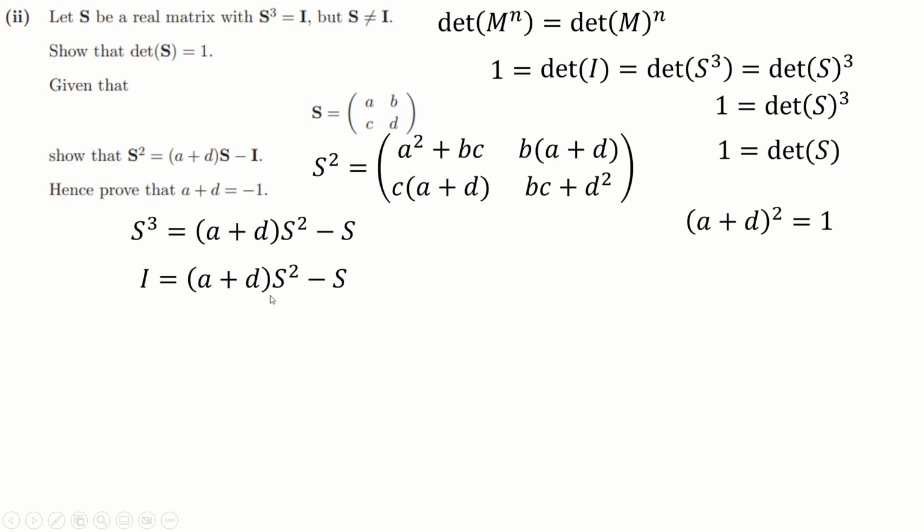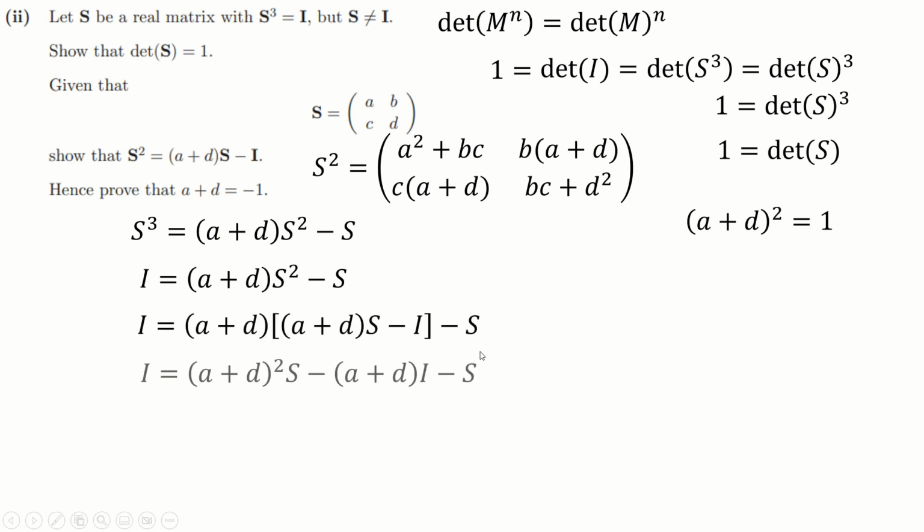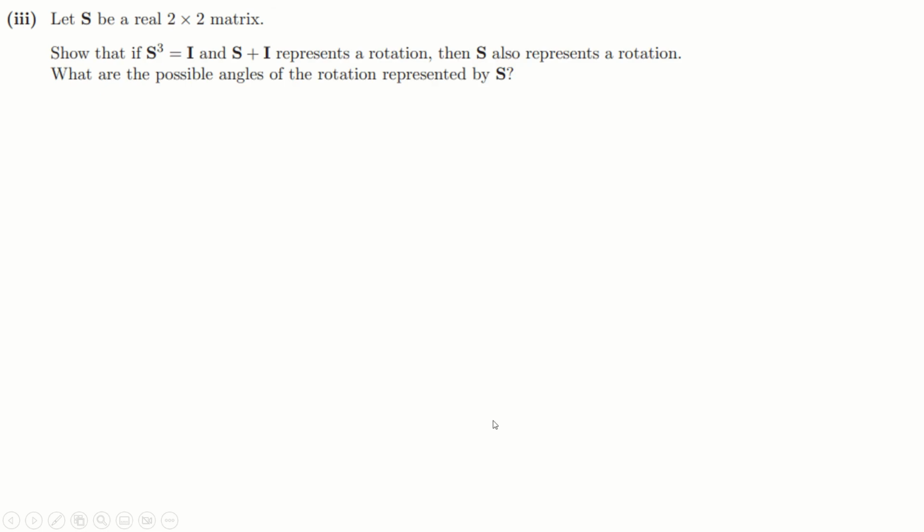But from here, what we can do is we can say, okay, well, s squared is this. So let's resubstitute this business back in to get this here. Let's expand that out to get this. And now I already know a plus d all squared is 1. So therefore, this thing is just s minus s, which goes away. And now I'm going to need a plus d to be minus 1 to make I equal I. So that's going to be the ending of that, I think, all done.